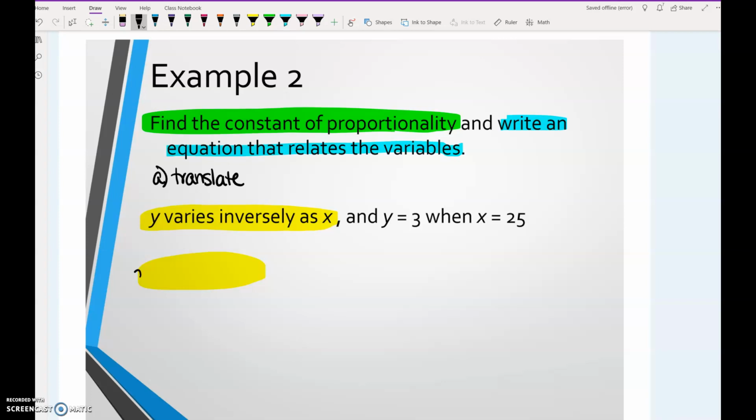So let's do part A, translate. Y varies inversely as X. What would that equation look like? Y equals K over X.